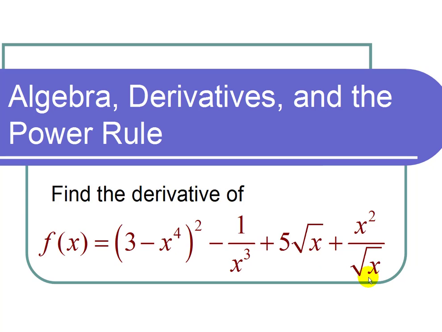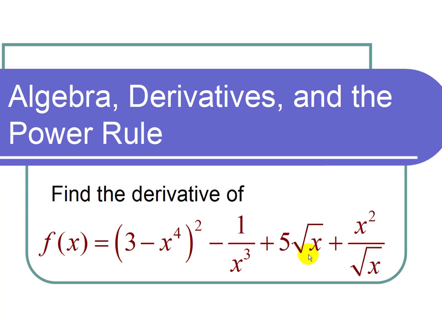So this doesn't necessarily look like powers of x, but we can use algebra to transform this expression into something in terms of just powers of x. So the first step is to FOIL out the 3 minus x to the fourth quantity squared, and I can also write 1 over x cubed as a power, and I can write root x as a power. So I do that, and 3 minus x to the fourth squared, I FOIL that out.